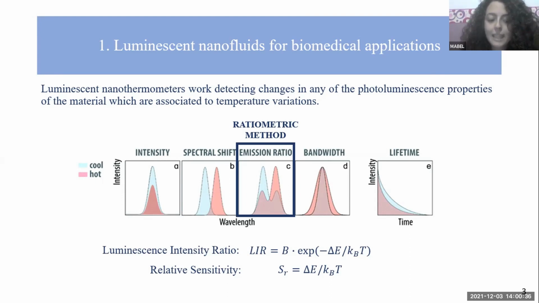The most widely extended method to determine the temperature is the ratiometric method, which determines the temperature by measuring the intensity ratio between two emission bands. With this aim, the luminescent intensity ratio expression is used to get the temperature value, and the relative sensitivity value gives an idea about which nanothermometer is better.